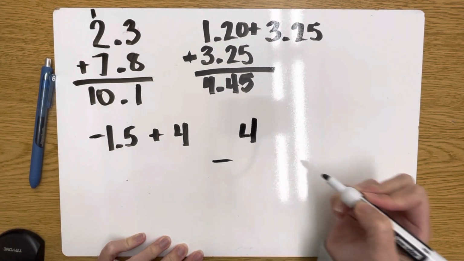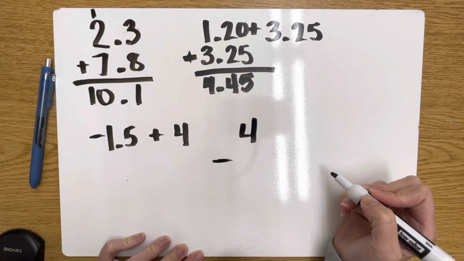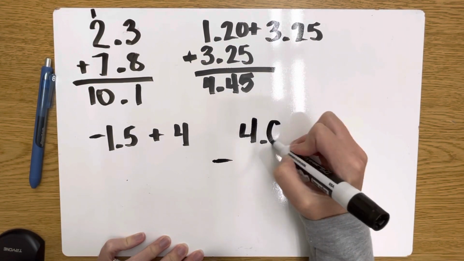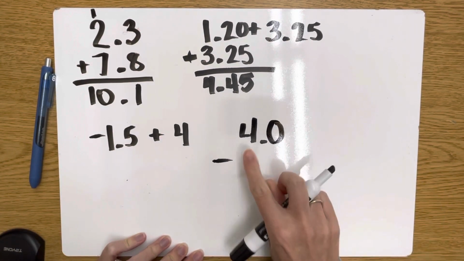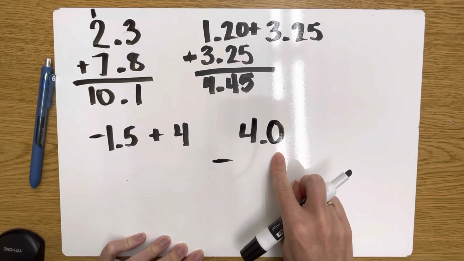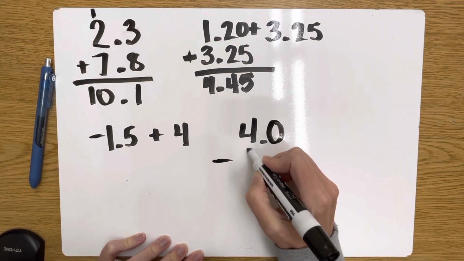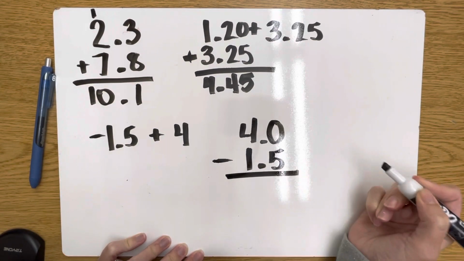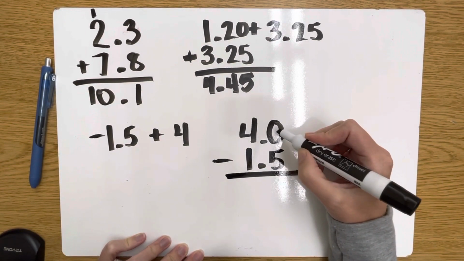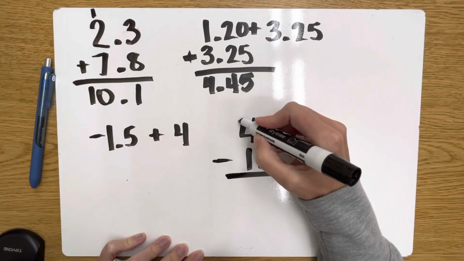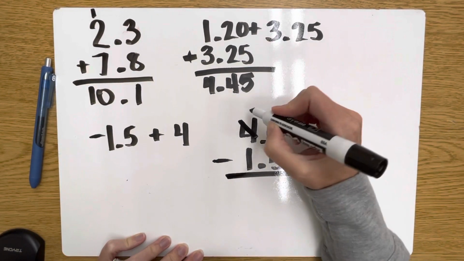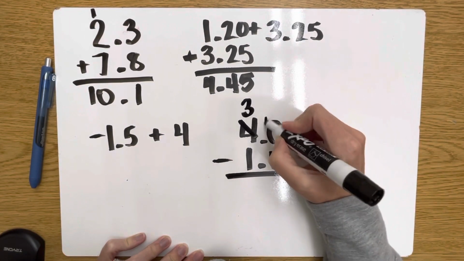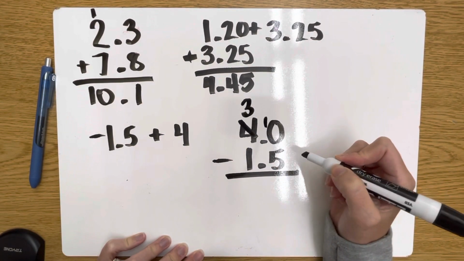minus, oh no, I have to line up my decimals. There isn't one here. Well, it's the same as 4.0. 4 and no extras. So then minus 1 5/10 or 1.5. I can't do 0 minus 5. So I have to go over here, take away one of these tens, and break it up into 10 little ones. So this now becomes my 10.